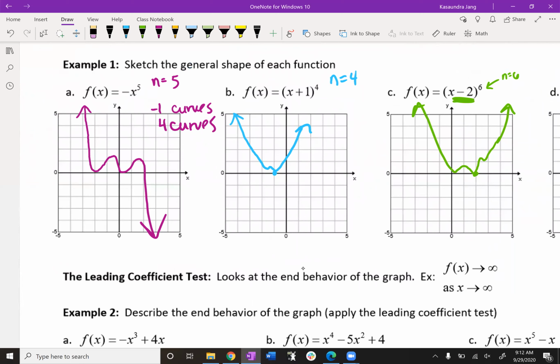Okay, good question. Because this was an odd exponent, I don't really have a vertex. There's not just a single point that it was curving at. But I did have to hit the point 0, 0.